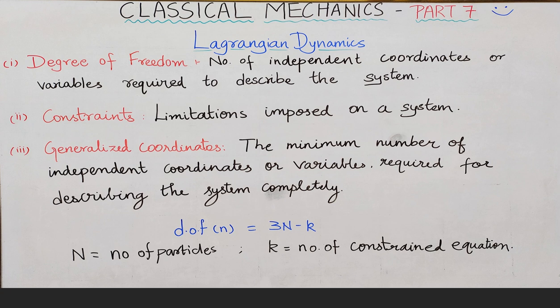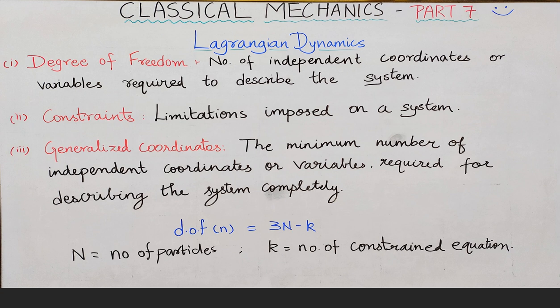And next is the constraint. So constraint is the limitation imposed on a system. That is, if I say that the length of the string is constant in a simple pendulum, so that is a constraint. So I say that the length is constant, so I will not vary my length. So I have imposed some condition on my system. So that kind of limitation are called constraints.